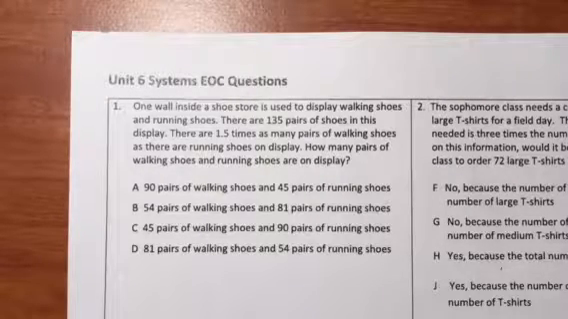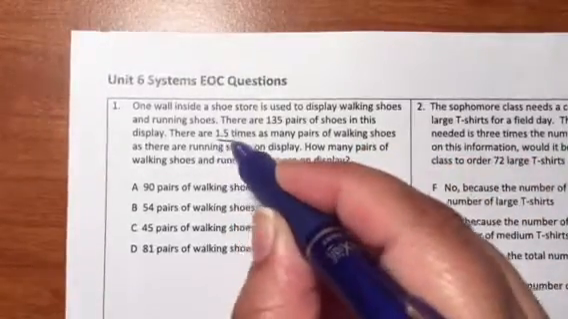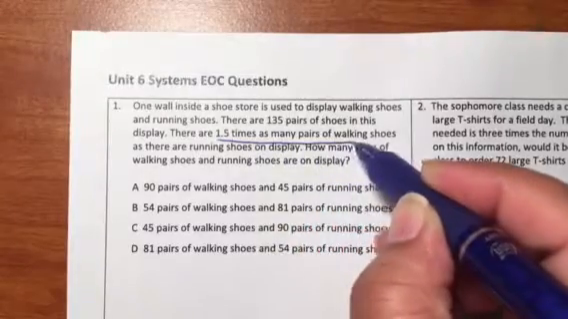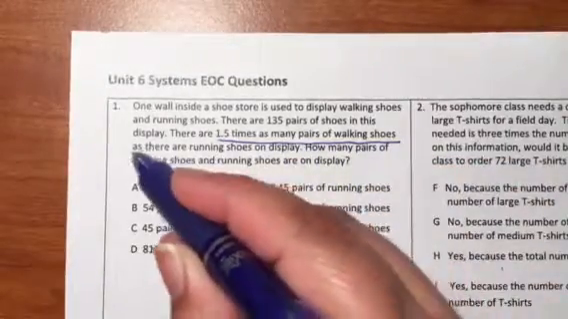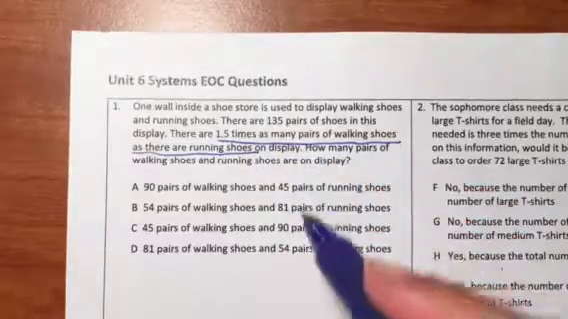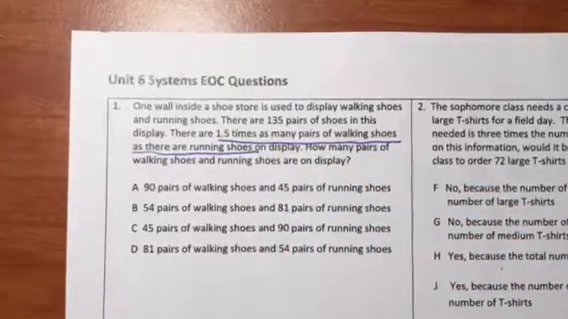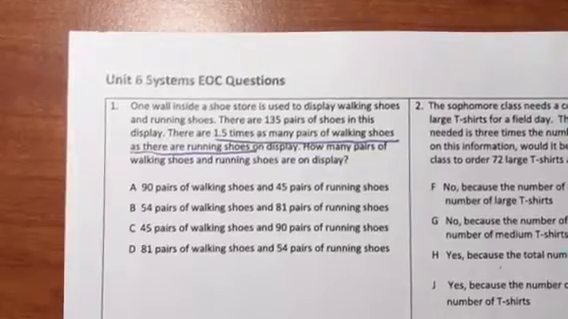Okay, so some of you will have trouble determining the equation. So I'm going to give you a little bit of a shortcut where you're not really using the algebra, you're using your answer choices to figure out what the answer is. We know that there are 1.5 times as many pairs of walking shoes as there are running shoes. So hopefully you know that there are more walking shoes than running shoes.